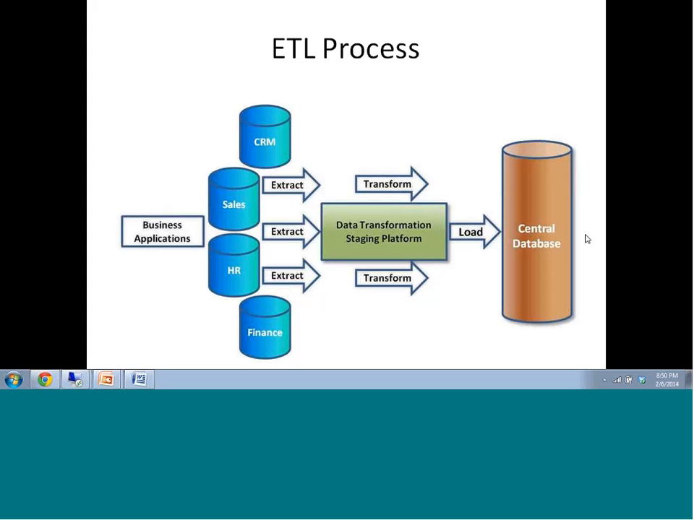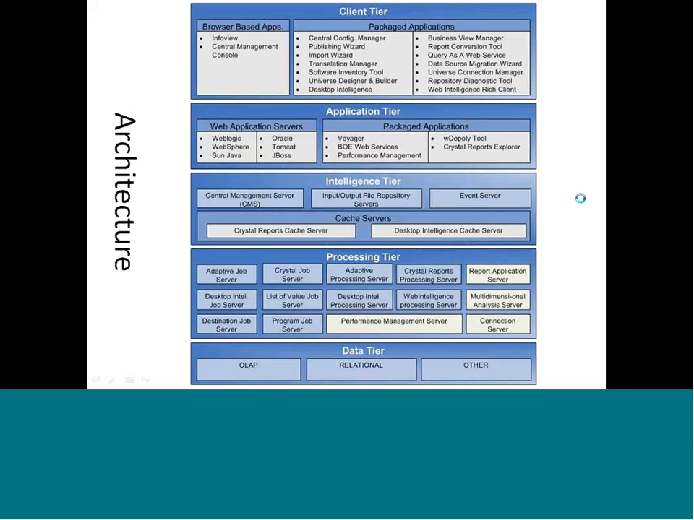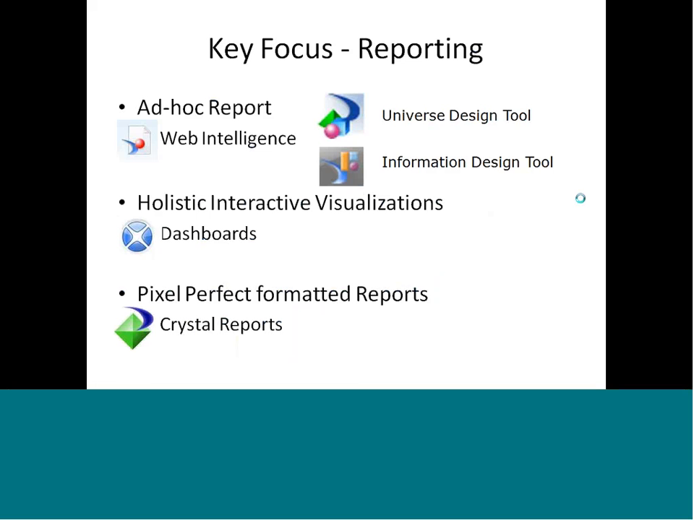So as we discussed, once we have the data in the central database, we can create the different reports depending on the user needs. If the user is requesting an ad hoc report that wants to slice and dice, then we will be creating a Web Intelligence report. If the visualization that is expected is holistic and summarized information, then we will be going for the dashboard. And if the report is for printing purposes and analysis, then we will go for the pixel perfect formatted reports, Crystal Reports.